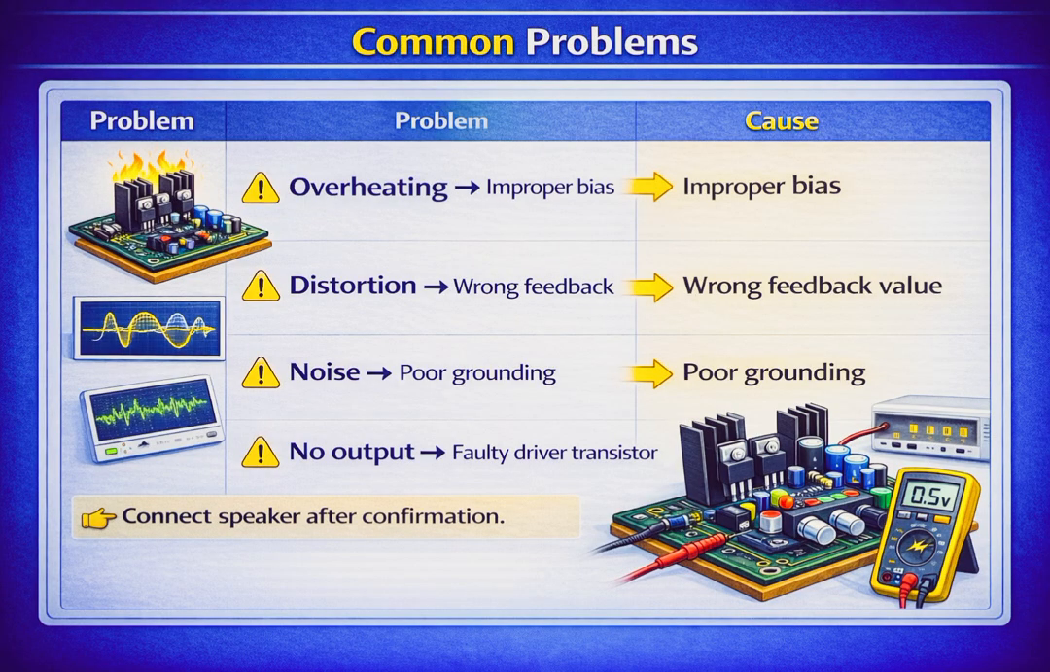Common problems. Sometimes amplifier driver boards face common issues. For example, overheating may occur due to improper bias settings. Distortion can happen if the feedback resistor values are incorrect. Noise problems usually occur due to poor grounding or PCB layout. And if there is no output, the reason might be a faulty driver transistor. Proper circuit design and testing can help avoid these problems.